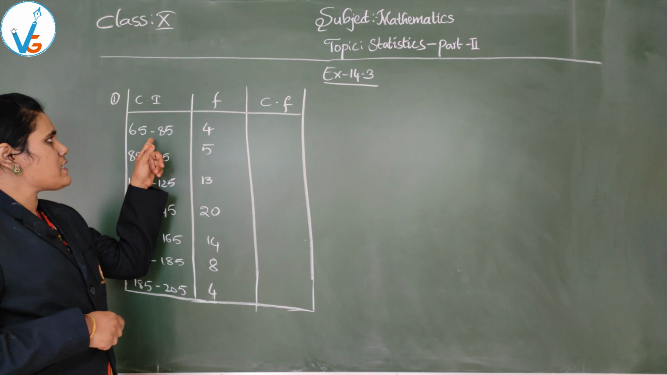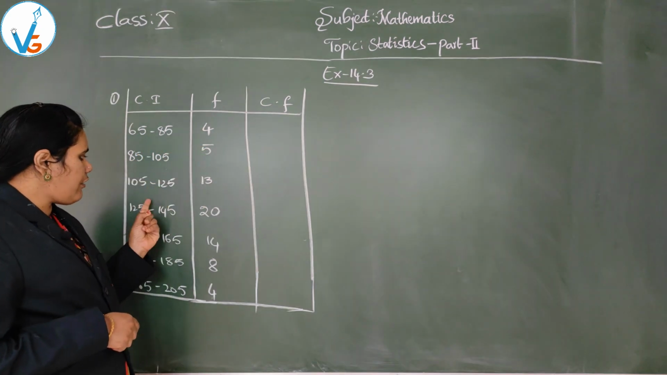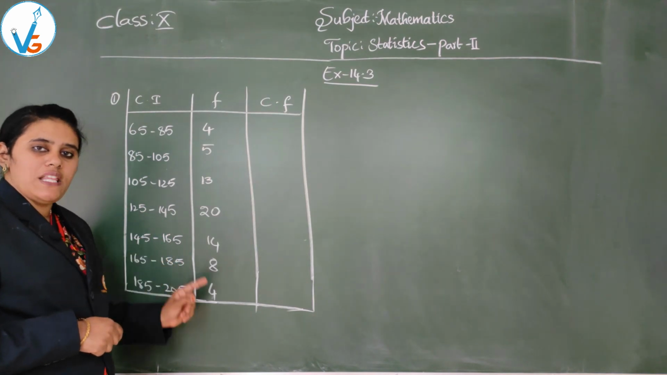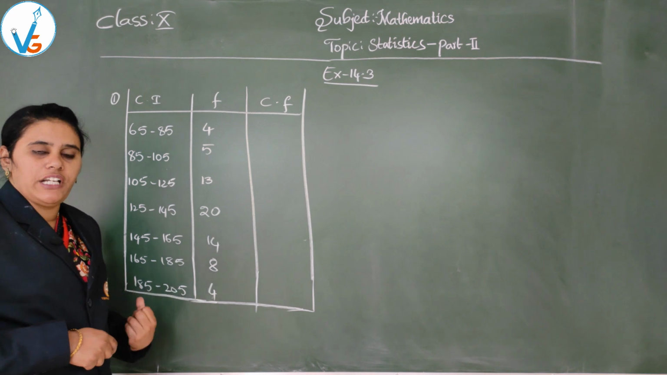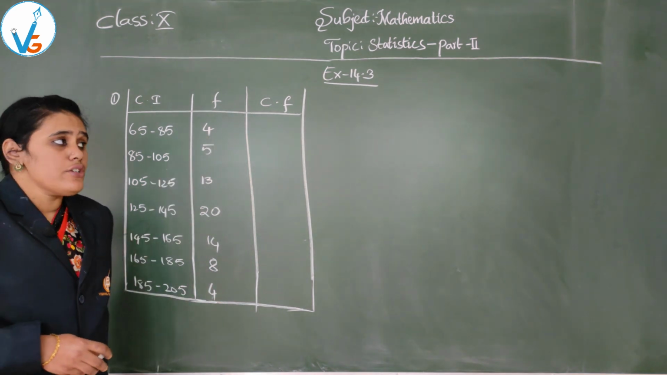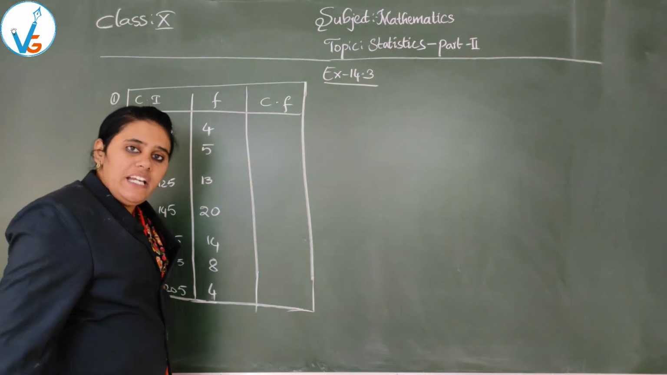The class intervals are given as 65 to 85, 85 to 105, 105 to 125, 125 to 145, 145 to 165, 165 to 185, 185 to 205, and the frequencies have been given here. Here we have to find out the median of it.